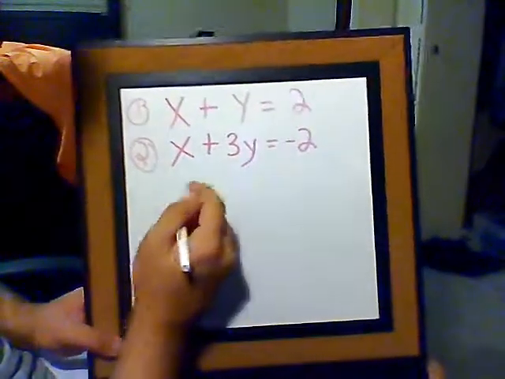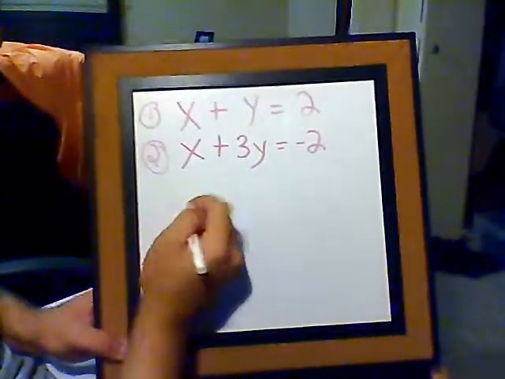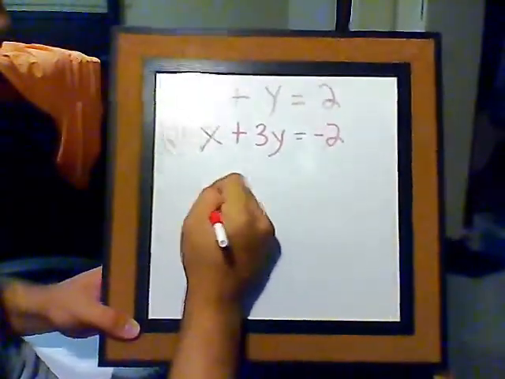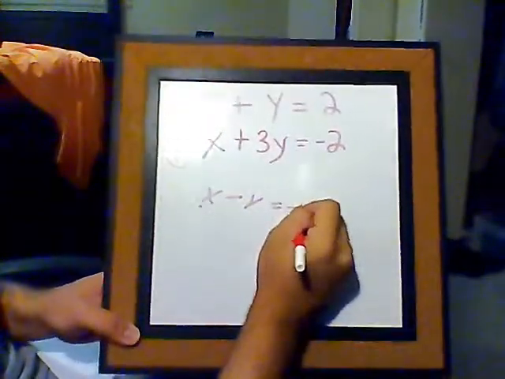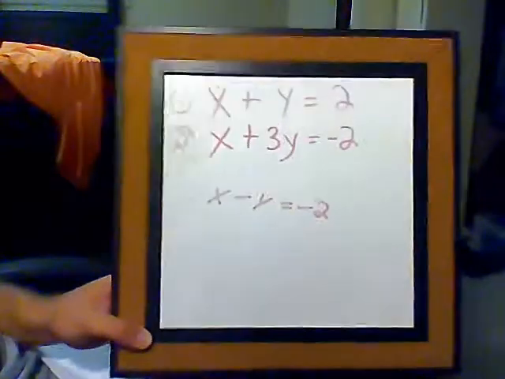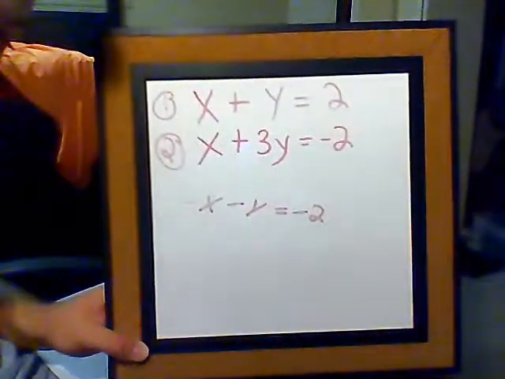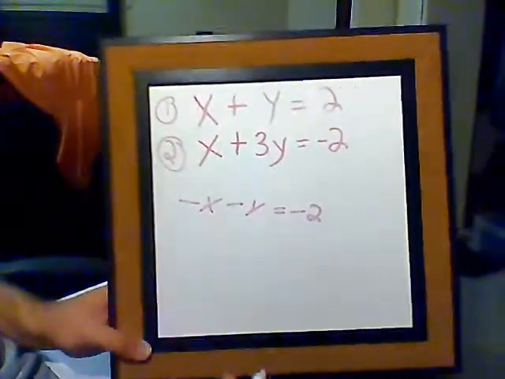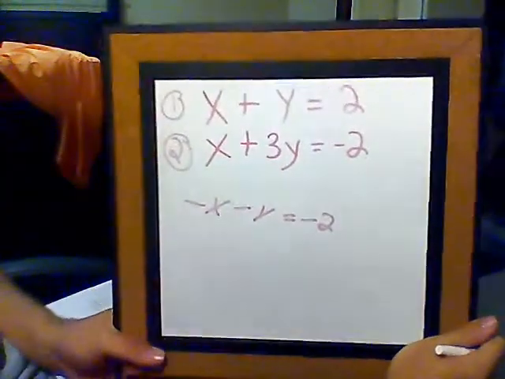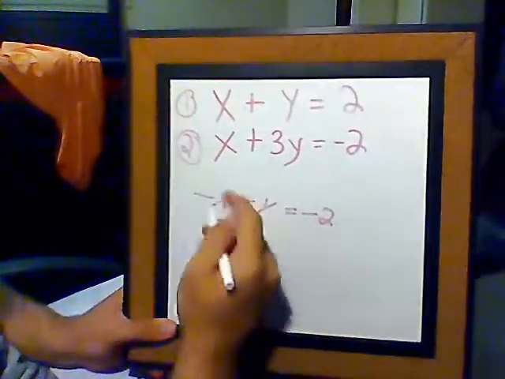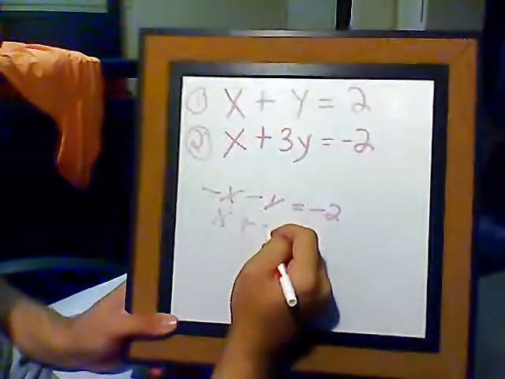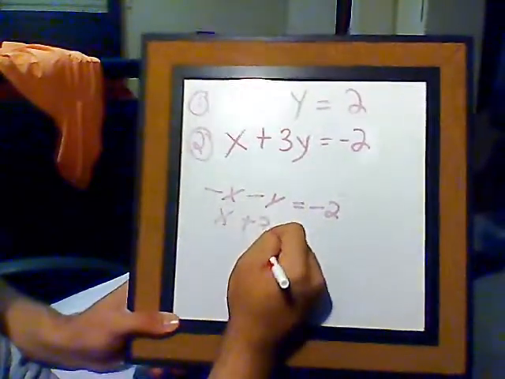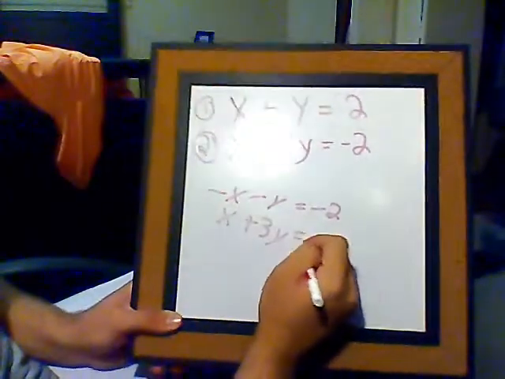Now for the elimination method, you first want to find the number to multiply one of the equations by that's suitable so that you can eliminate one of the values, whether it's x or y. Here I'm doing negative 1 for the first equation. So I get negative x minus y equals negative 2. And I'm going to add this to the second equation, x plus 3y equals negative 2.